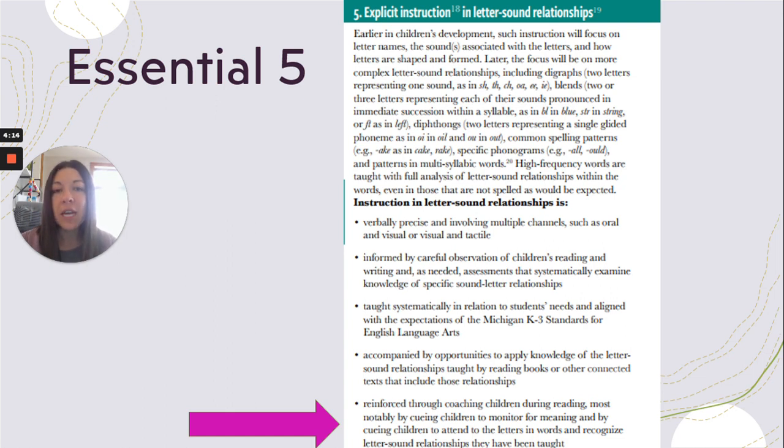Essential 5 focuses on explicit instruction in letter-sound relationships. And if you look down to the bottom next to that purple arrow on Bullet 5, you'll see that that is reinforced through coaching children during reading by cueing children to monitor for meaning and to attend to the letters and words, making sure that they're recognizing those letter-sound relationships that have already been taught.